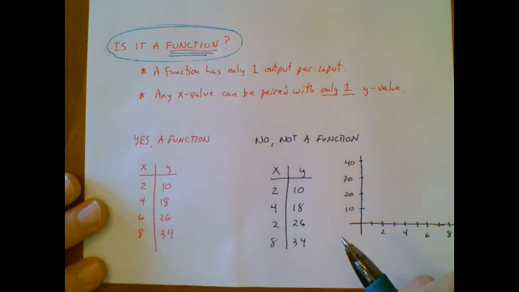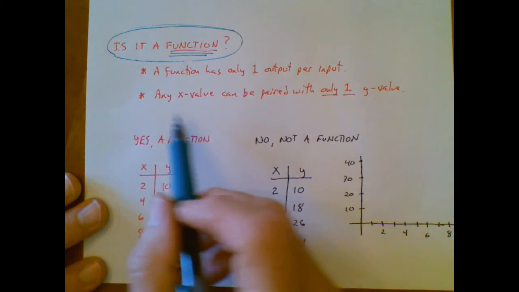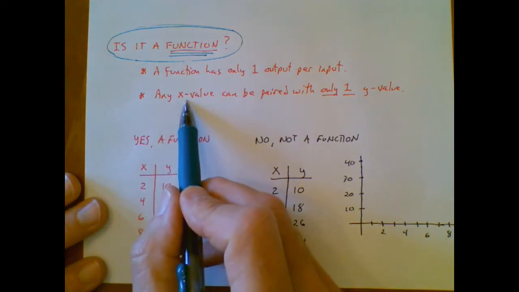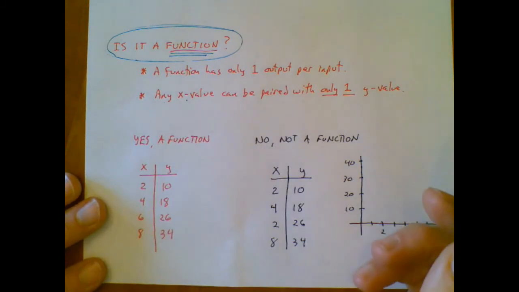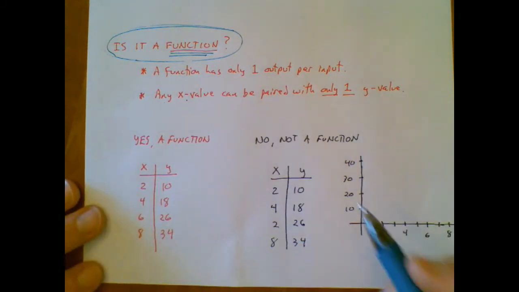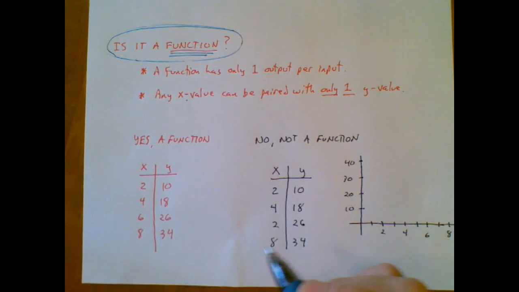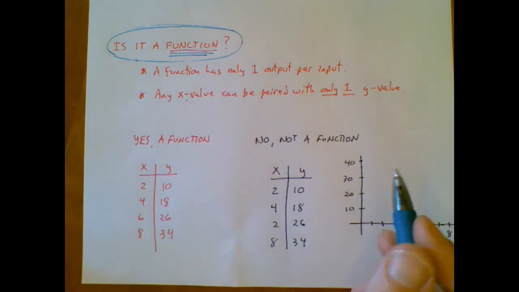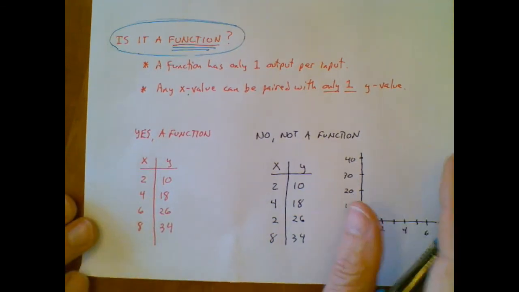A function has only one output per input. You may not like that definition, so you could look at it another way. Any x value, which is your input, can be paired with only one y value. That still might be awkward, so let's start taking a look at what would make up a function and what would not be a function.